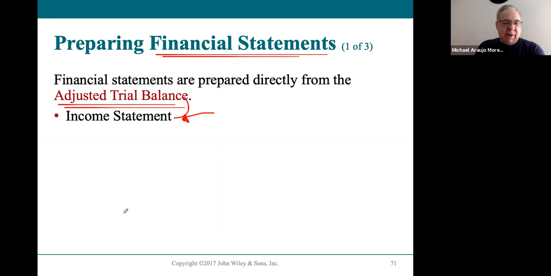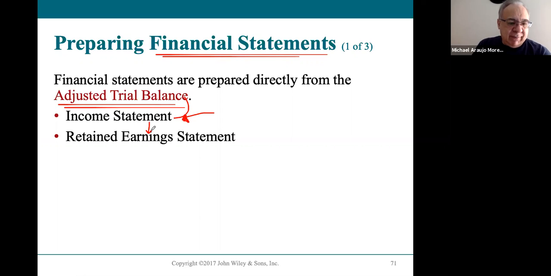After the income statement is completed, we do the retained earnings statement. The retained earnings statement tells us the story of what happened to that profit, right? Remember, net income, earnings, profit all mean the same thing.